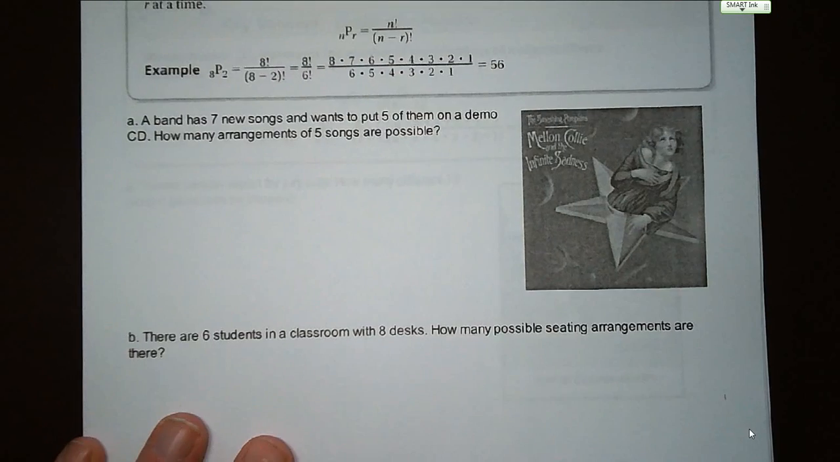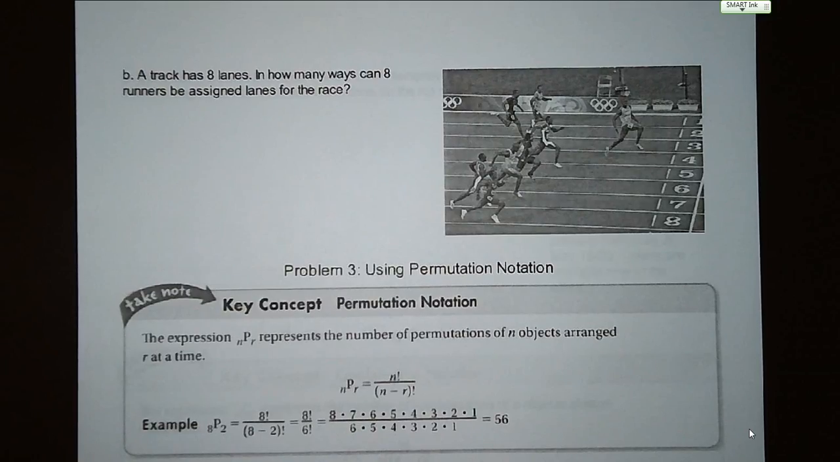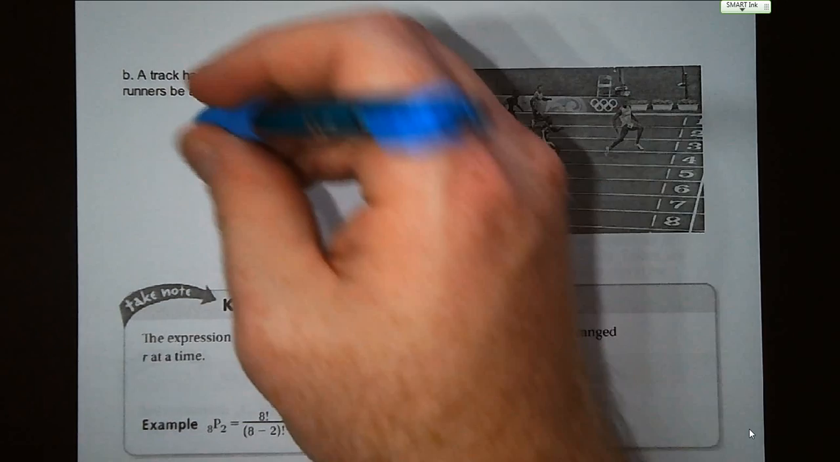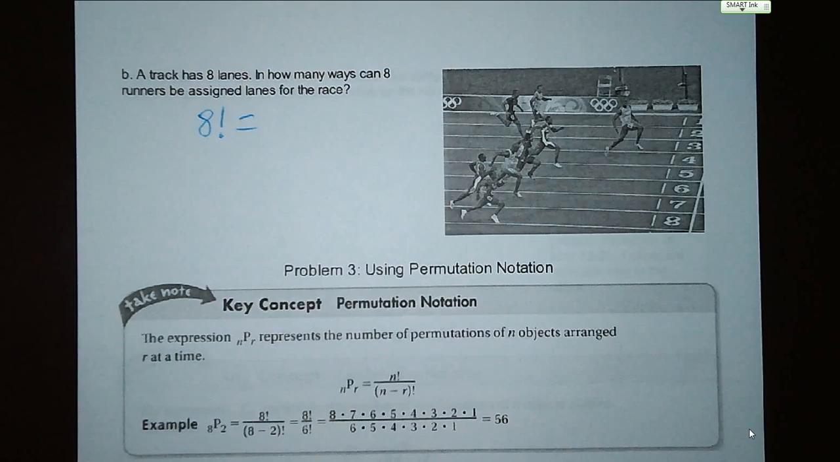Now, a track has 8 lanes. In how many ways can the 8 runners be assigned lanes for the race? Well, we could do what we just did and list out 8 times 7 times 6 times 5 times 4 times 3 times 2 times 1. Or we can use this, which is factorial, which means 8 times 7 times 6 times 5 times 4 times 3 times 2 times 1.